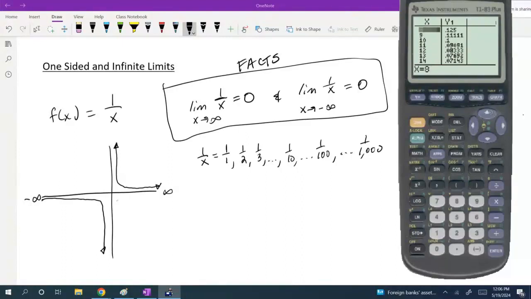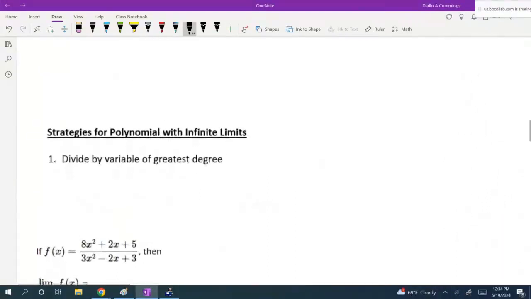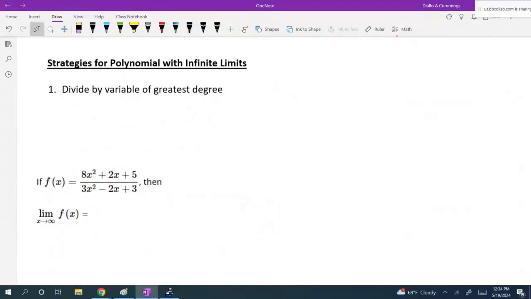So notice that the values get smaller and smaller and smaller. They're just negative, but they get smaller and smaller and smaller, and they approach 0. Keep in mind that 0 is neither negative nor positive. So even though we have negative numbers, as the numbers get smaller and smaller, 0 is neither negative nor positive. So these are facts. Now we're going to use those facts to find infinite limits.